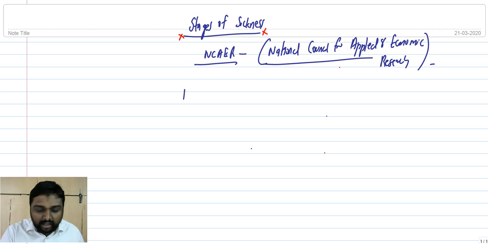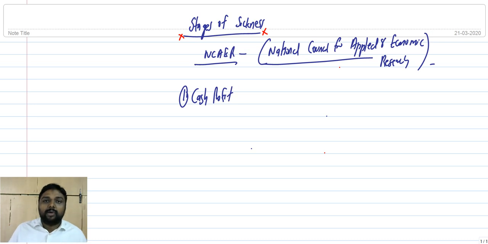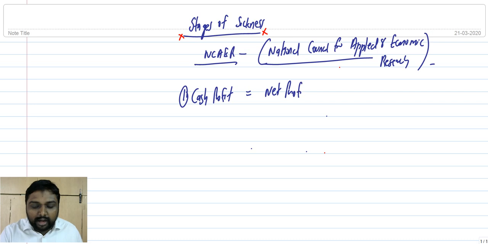The first one is cash profit. What is meant by cash profit? Can anyone tell? We all know profit, that is your net profit. Is net profit the same as cash profit? No. Why is it different? While computing cash profit, we eliminate the adjustment of non-cash items.